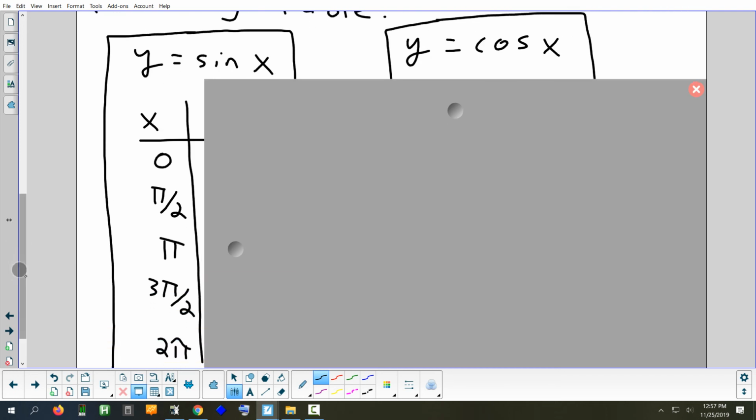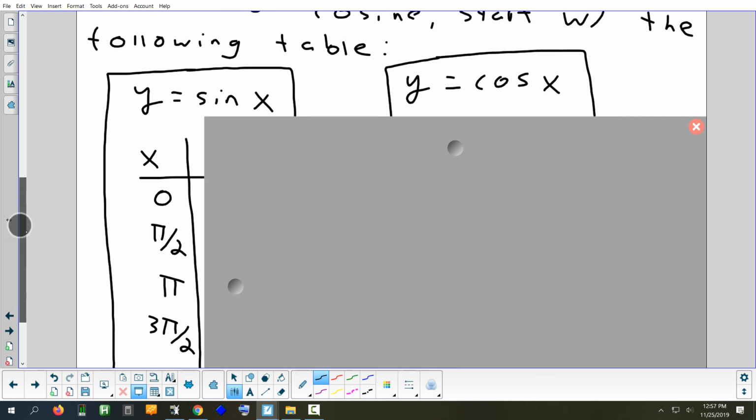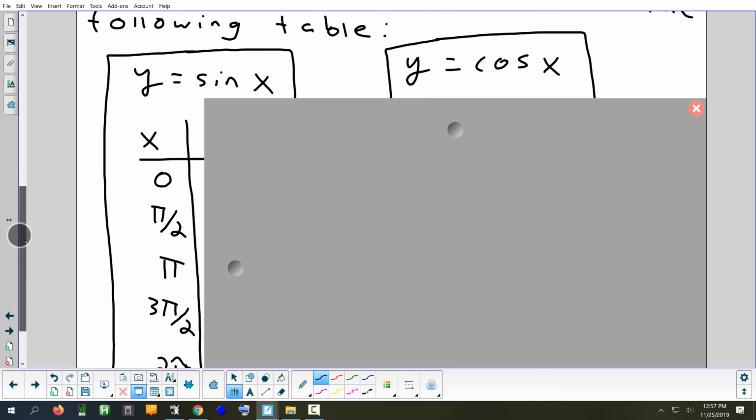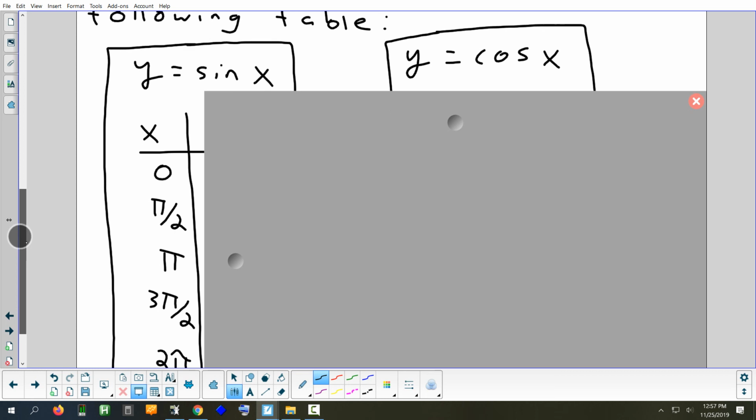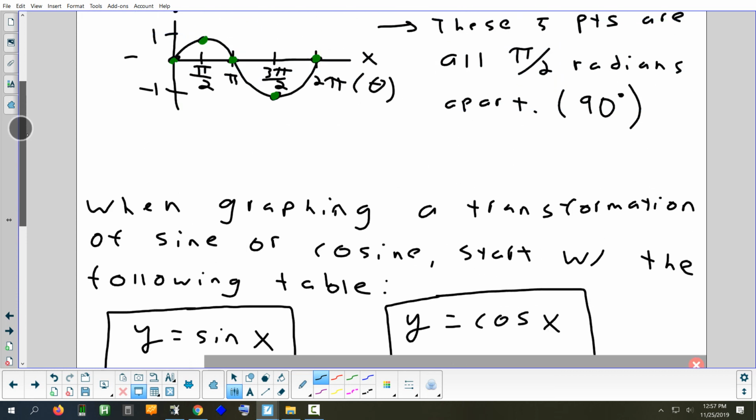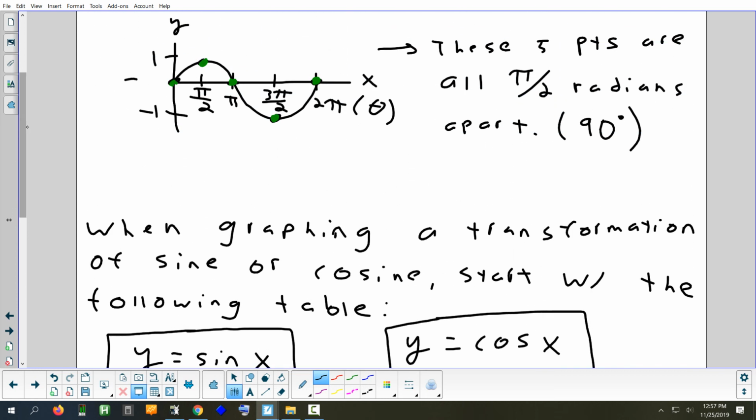So pi by itself is representative of a half. Pi is 180. That's halfway through the cycle. Then 180 divided by 2 is 90, and then 180, 270. 270 is 3/4. So look at your y values here.